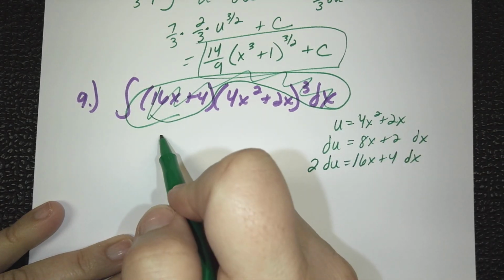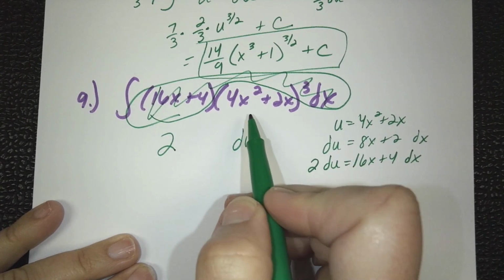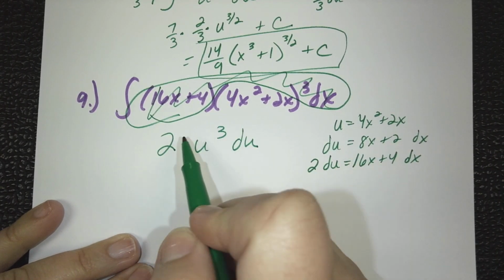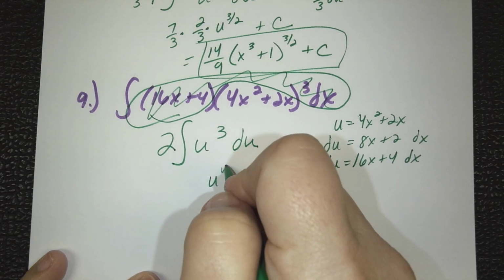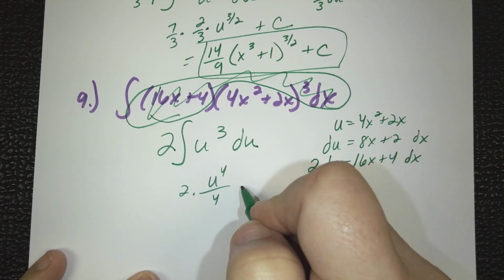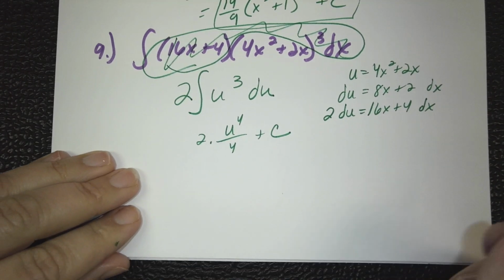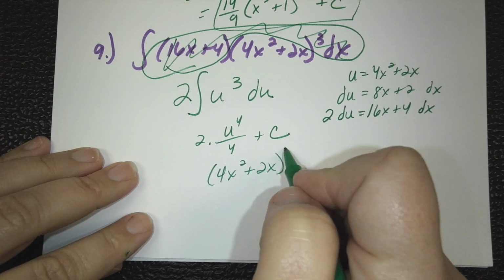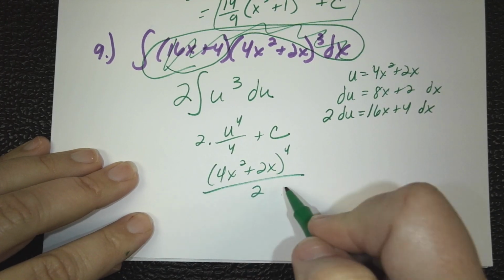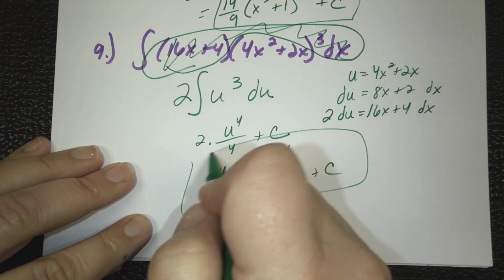So this is 2 du. This is my u to the 3rd. And I'm going to put my little integration right there. And now do the power rule for me and finish this off, please. Your final answer should be 4x squared plus 2x to the 4th over 2 plus c.